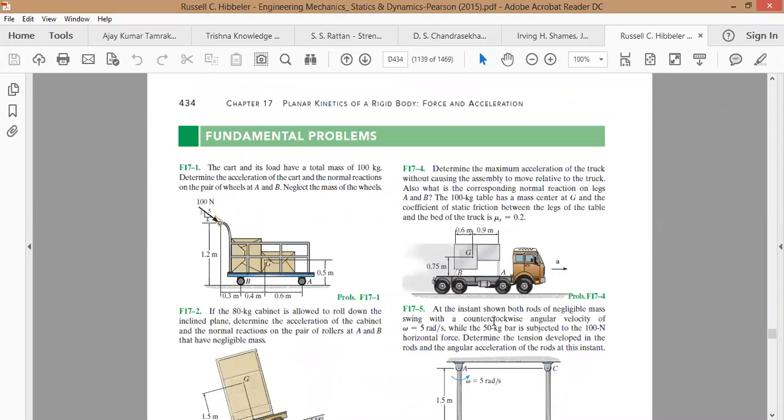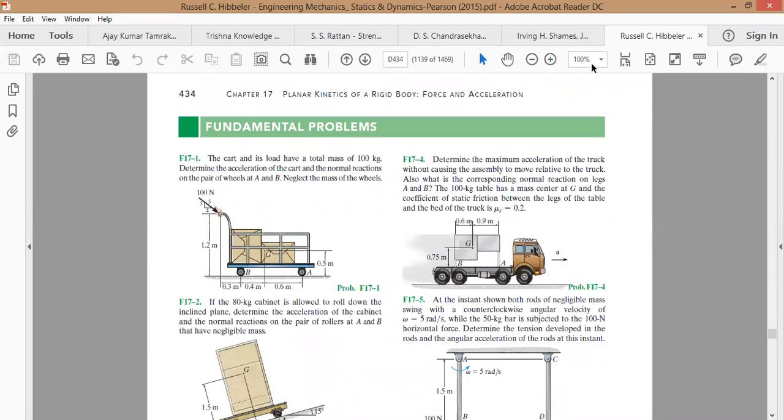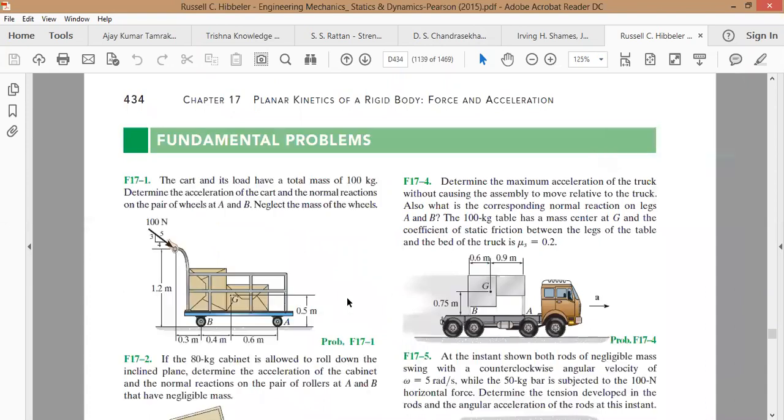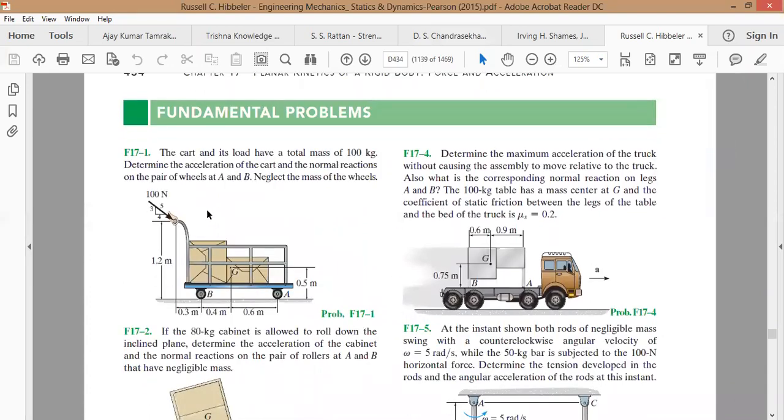Let me take this problem of a cart. The problem says the cart and its load have a total mass of 100 kg. So we have a cart with a total mass of 100 kg along with the load inside it. Determine the acceleration of the cart and the normal reactions on the pair of wheels at A and B. Neglect the mass of the wheels.